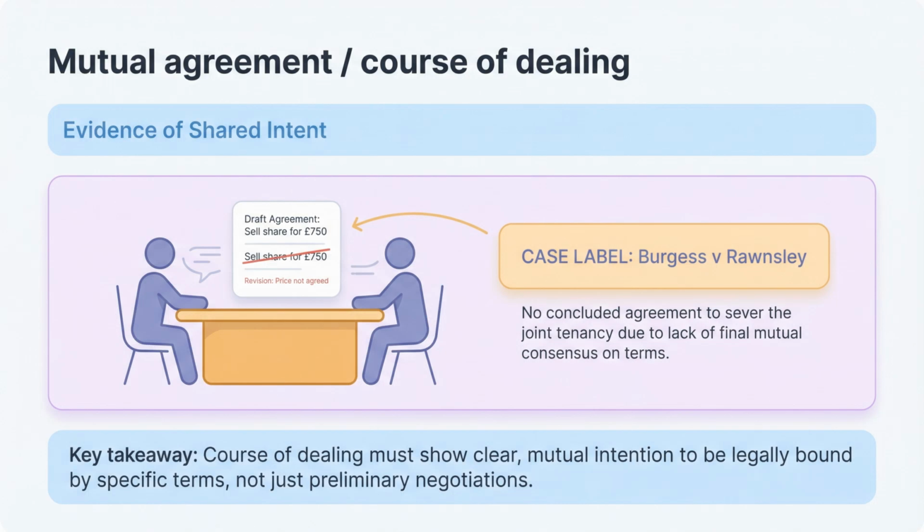Joint tenancy can also be severed by mutual agreement or by a course of dealing that shows the parties no longer intend to hold jointly. In Burgess v. Ronsley, conduct around an attempted sale of one party's share was treated as sufficient evidence of severance, an intention inconsistent with continuing joint tenancy.